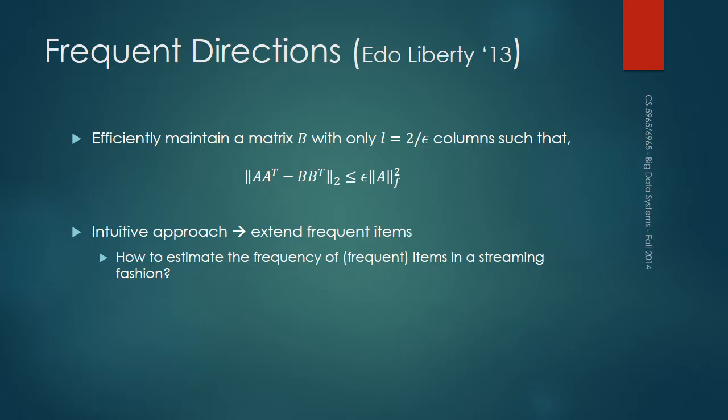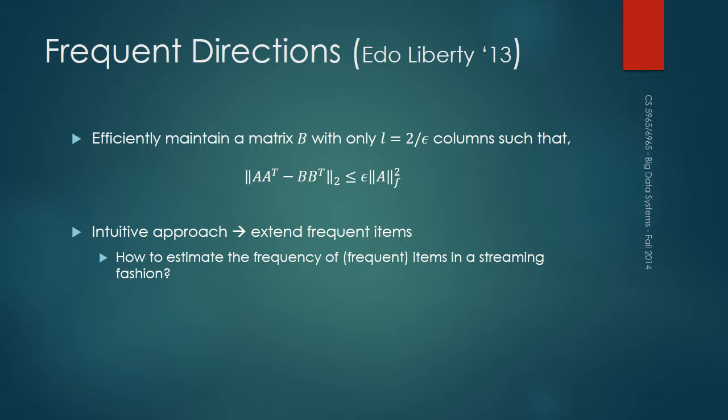And typically this is the kind of guarantee you can give. In the L2 norm, the difference between the covariance matrices is bounded by the square of the Frobenius norm of the input matrix scaled by this error factor, epsilon. Okay? We'll prove this. So just understand how we are trying to set up the problem.